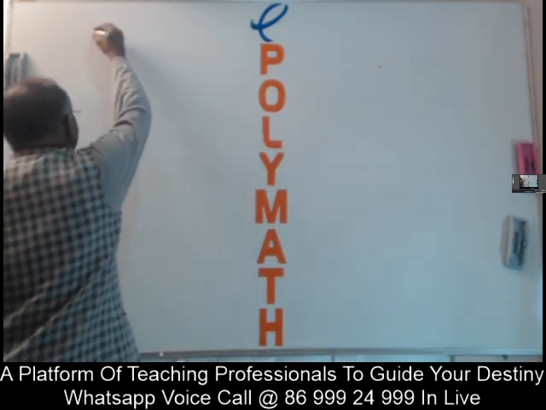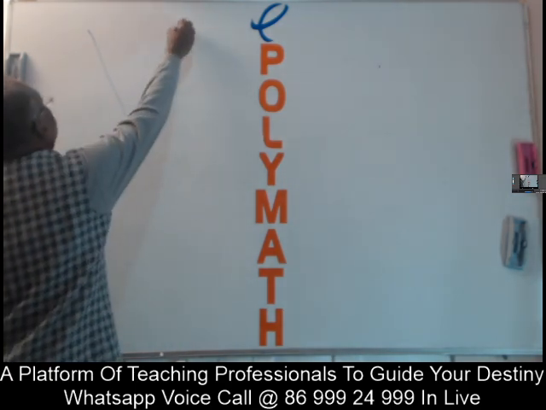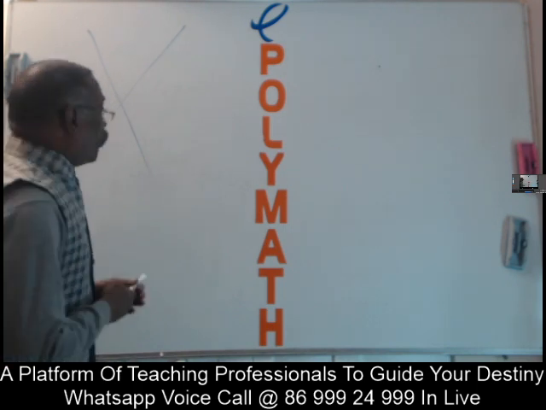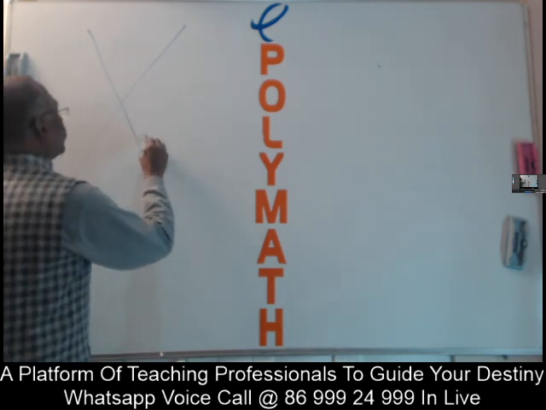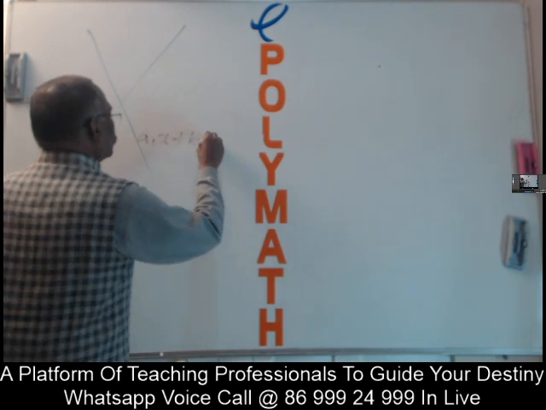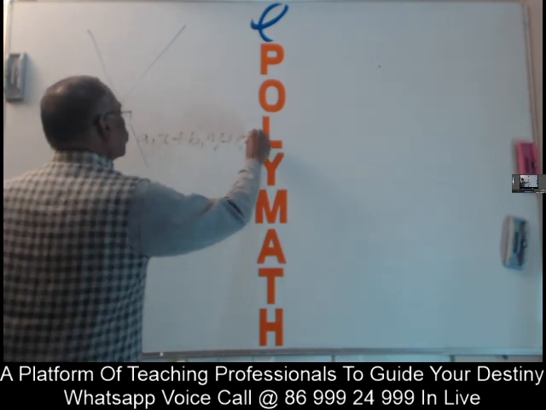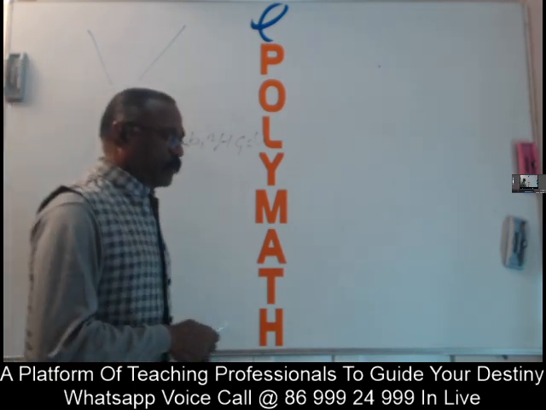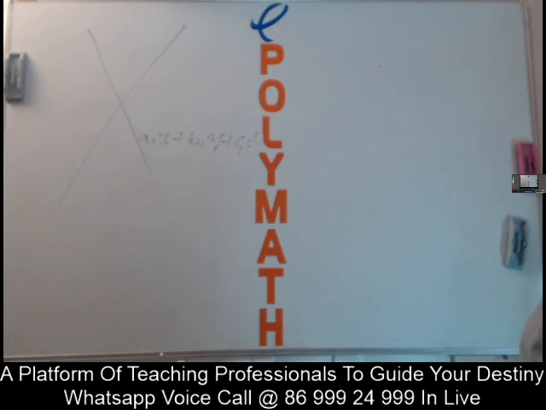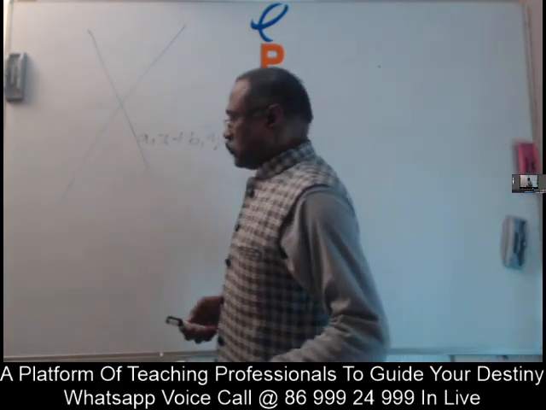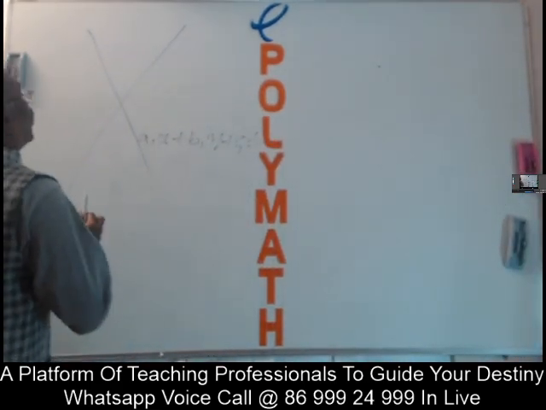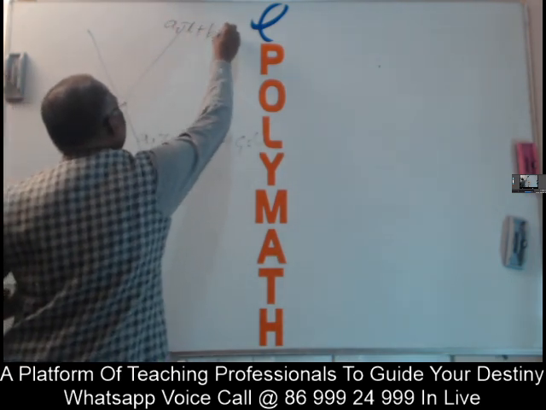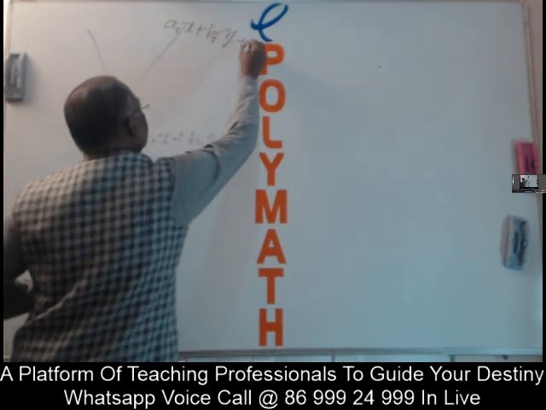So now, this is one line, this is another line. These are the two lines. One line is a1x plus b1y plus c1 equal to 0. Other line is a2x plus b2y plus c2 equal to 0.